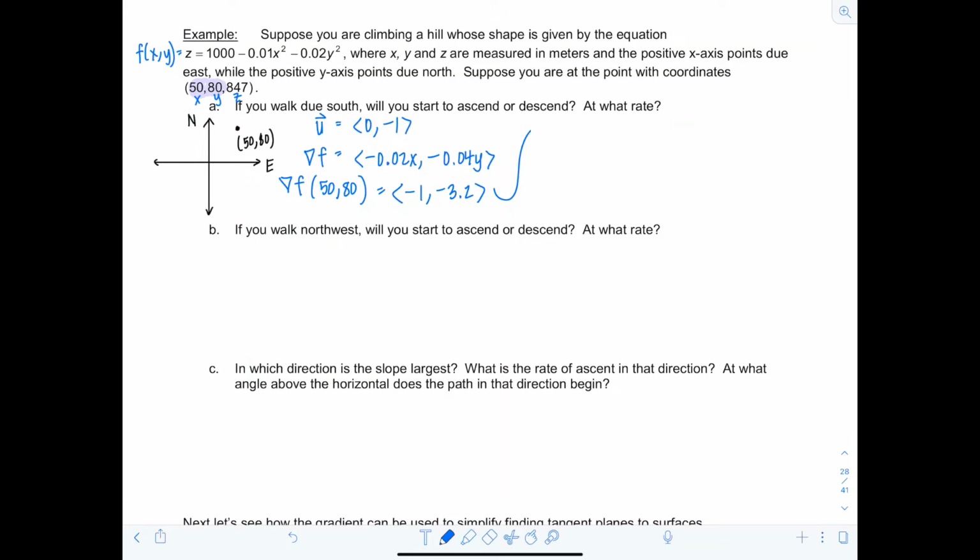So now I can find the value of the directional derivative of f at 50, 80. It's going to be -1, -3.2, dot that with my unit vector u, 0, -1, and I'm going to get positive 3.2. Now remember, that represents the rate of change of z, so that would be meters of elevation per change in the xy plane. So you could just say meter of distance, right, that you moved in the xy plane.